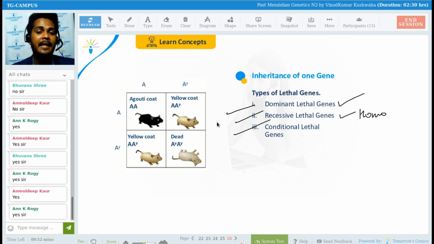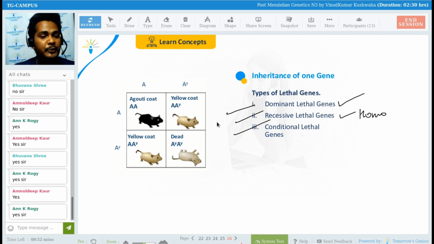The most common example is Tay-Sachs disease, a kind of disease where you will see this kind of lethal recessive genes. Even amaurotic idiocy in mice and albinism in corn are examples. These are the different examples of recessive lethal gene. And another one is the conditional lethal gene. Conditional means the gene which may be normal to the individual in a particular environment.